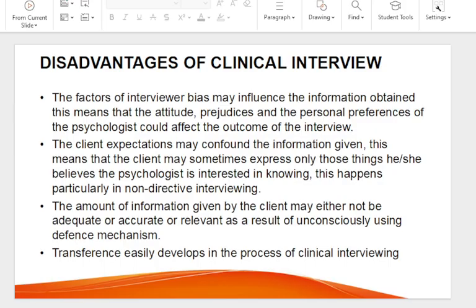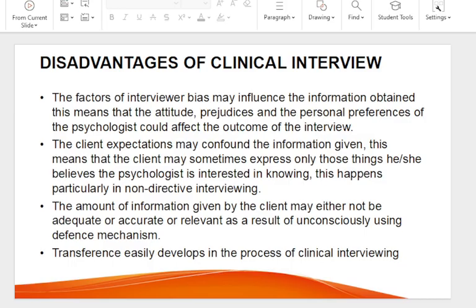Now, the client's expectations may confound the information given. This means the client may sometimes express only those things he or she believes the psychologist is interested in knowing. Now, this happens particularly in non-directive interviewing. If you remember, in non-directive interviewing, we say the person is in charge of giving the entire narration. You are not interjecting with questions, you are just asking the person to explain the entire origin, prognosis, and maintenance of the problem.